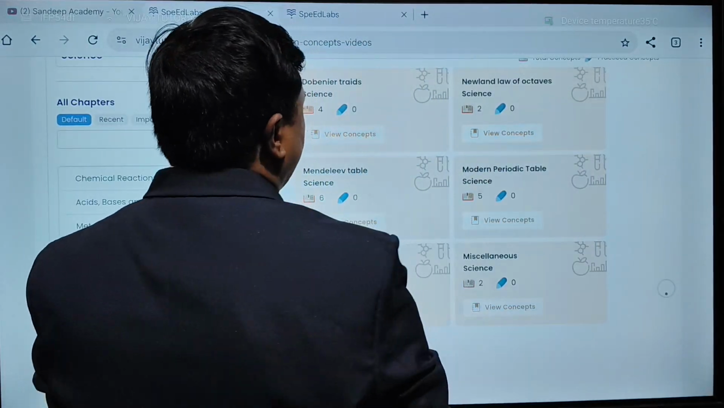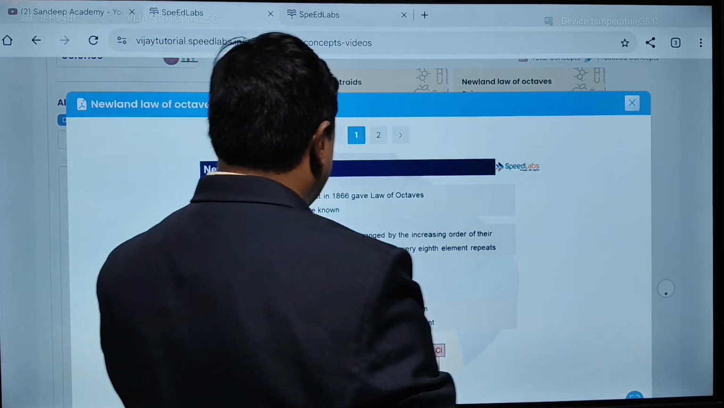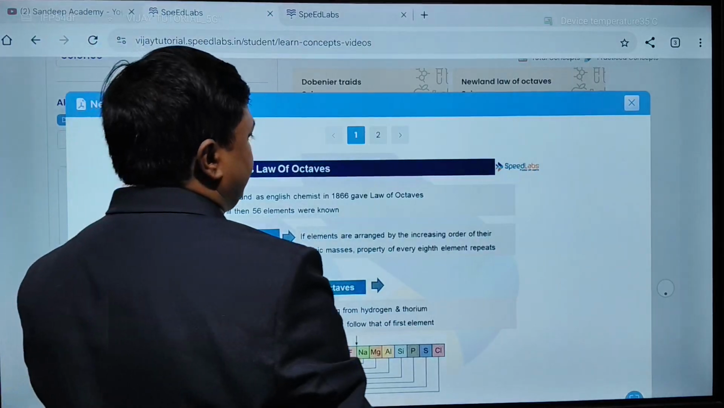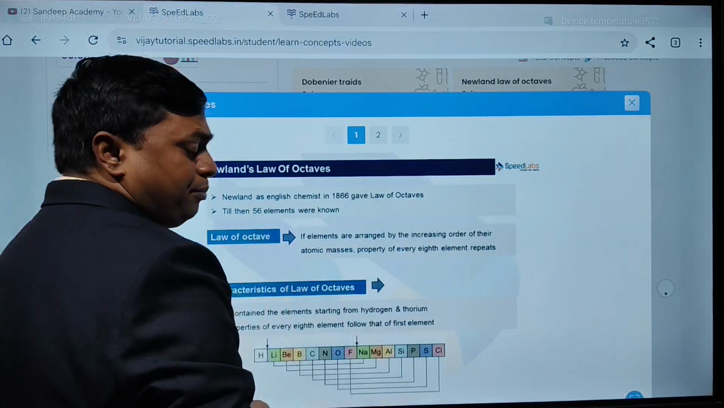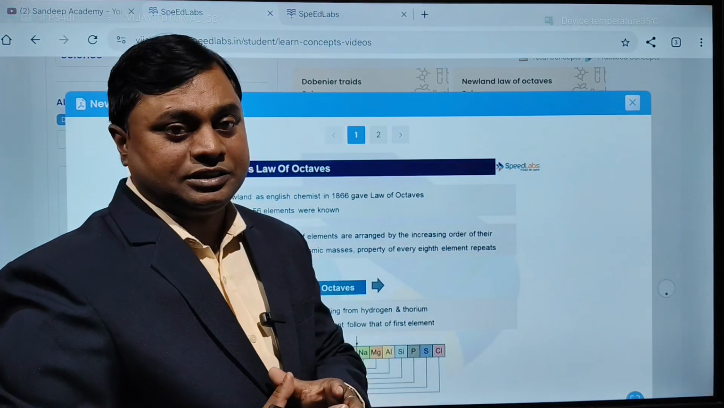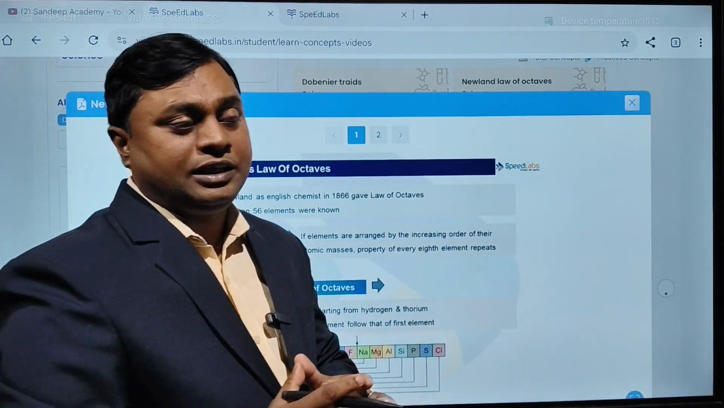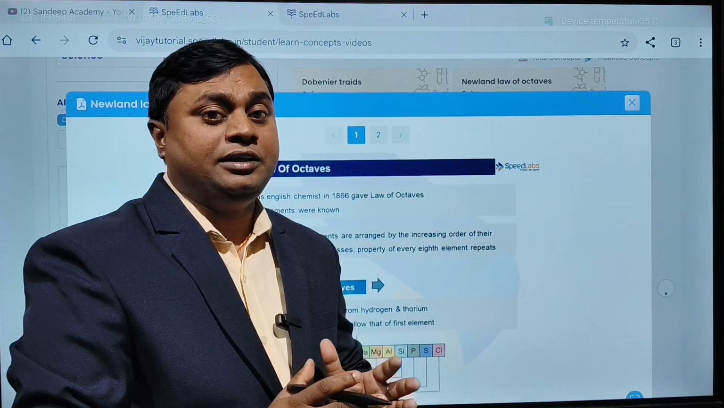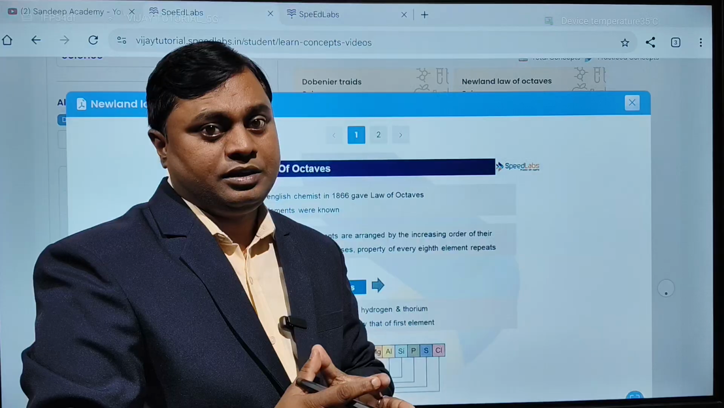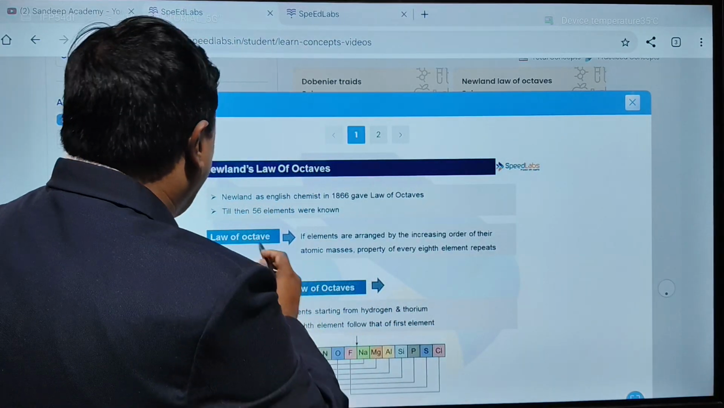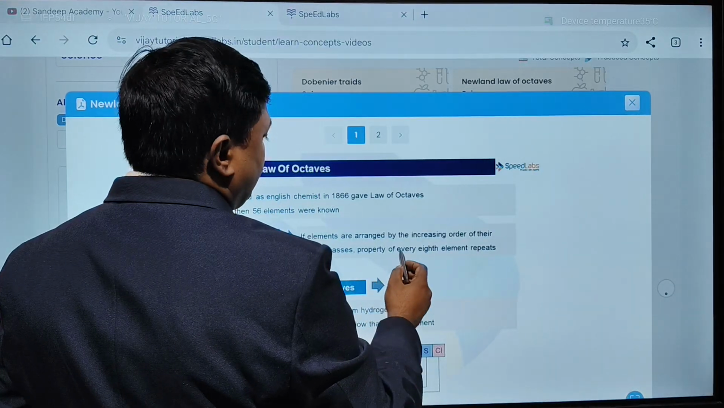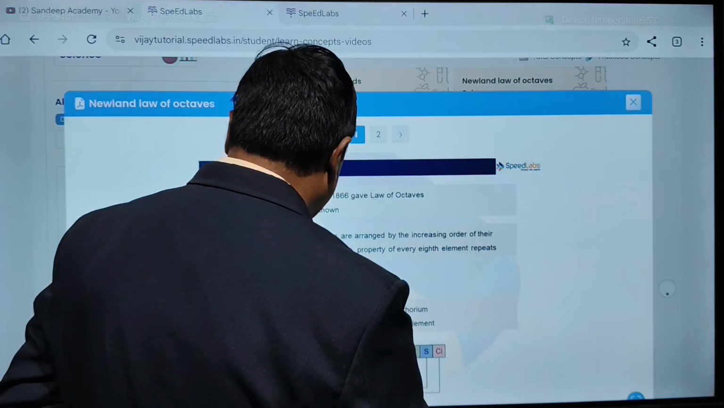Then Newlands came forward. He gave the law of octaves. Very, very important. Newlands, an English chemist, in 1866 gave the law of octaves. At that time 56 elements were discovered. So he arranged all the elements in increasing order of their atomic masses such that every eighth element had properties similar to the first element. Is it clear? Law of octaves: if elements are arranged in increasing order of their atomic masses, the property of every eighth element repeats.